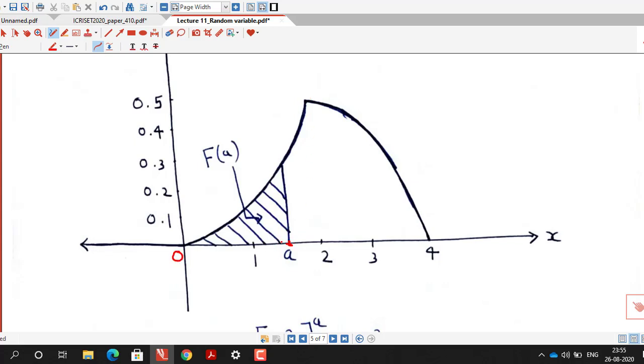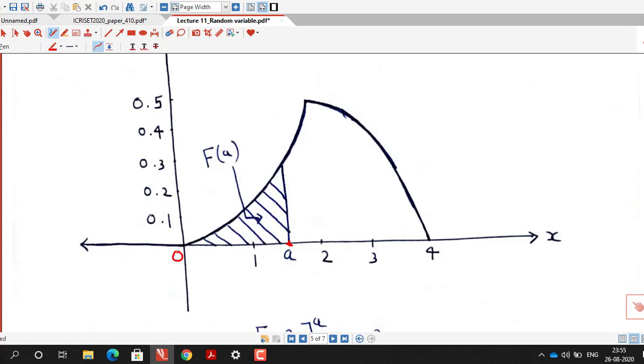So if a is in the closed interval 0 to 2, then the area to the left of a is this shaded area, shaded by blue lines. This shaded area represents the area to the left of a, that is nothing but the value of the CDF at x equal to a.